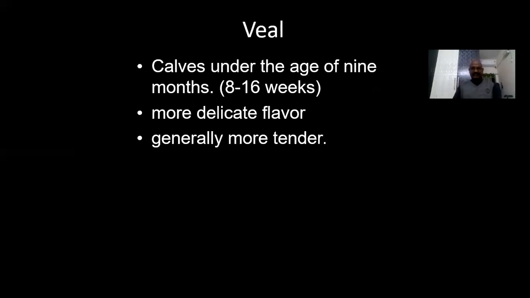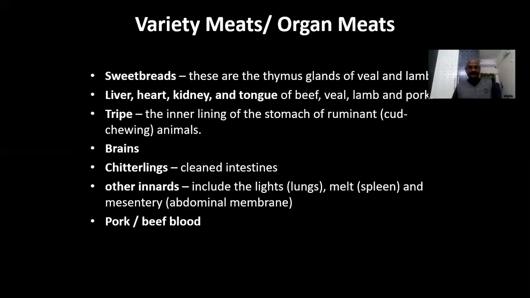Veal is calf under the age of 8 to 16 weeks. It has a more delicate flavor and is generally more tender. So a younger calf, a younger beef, is called veal. It is a tender meat, and it has a delicate flavor.